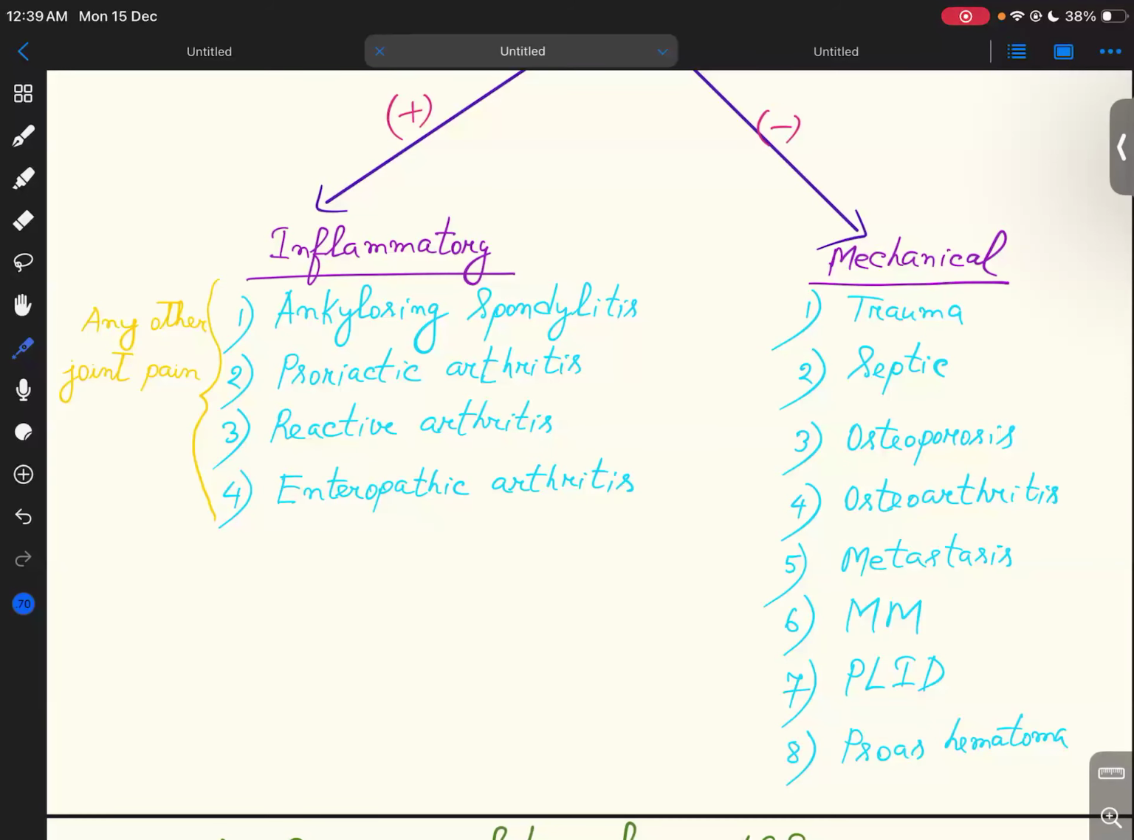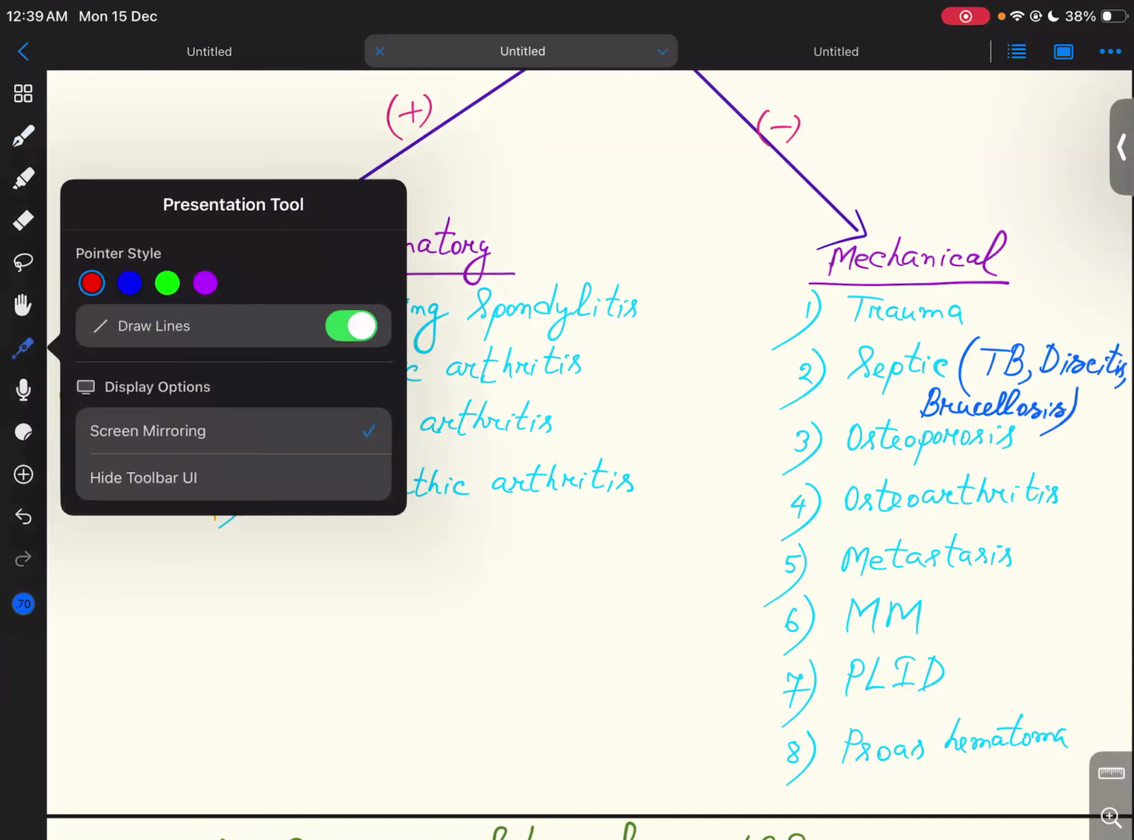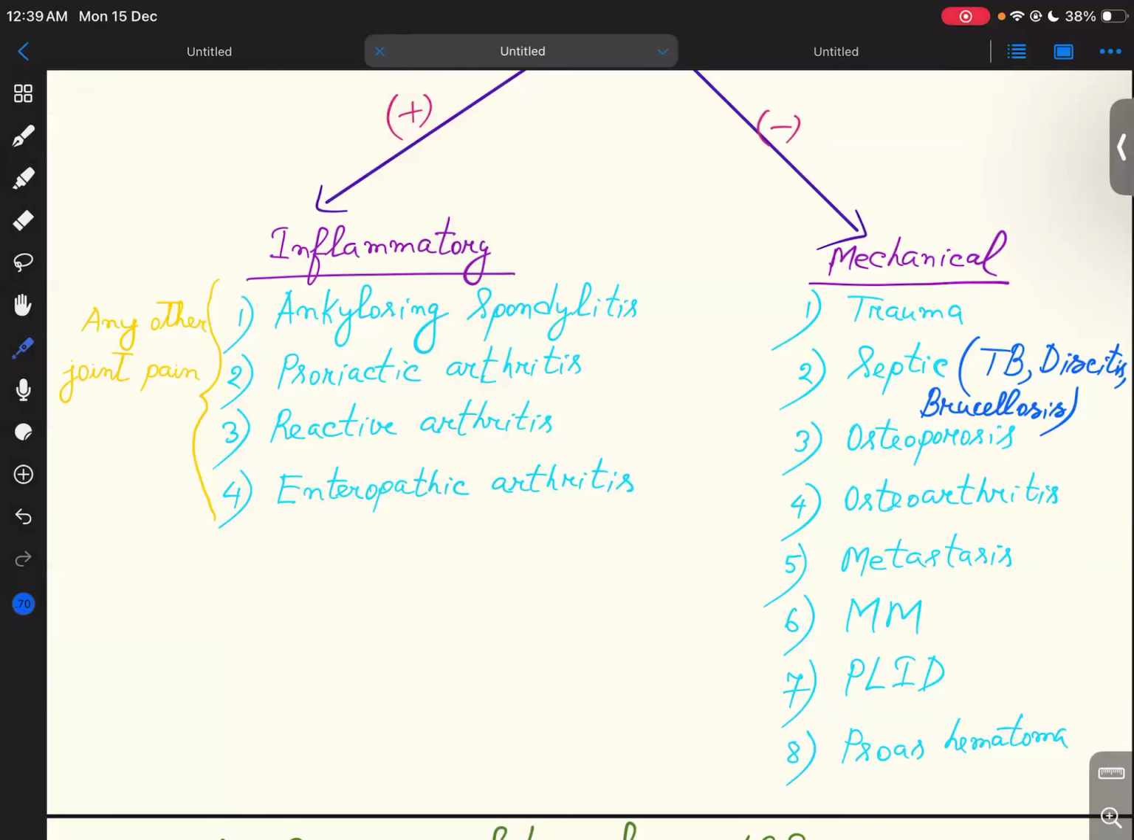Are we getting it, Dr. Isa? Yes. Can I put any infection like TB? Yes, this comes under the prompt of septic. From septic, TB can be there, discitis can be there, and brucellosis can be there. But brucellosis is important for the Middle East, not for India and Bangladesh. For India and Bangladesh, TB and discitis are important.